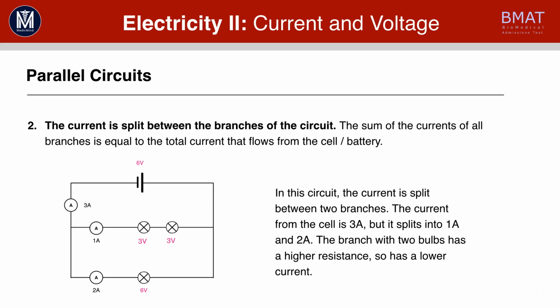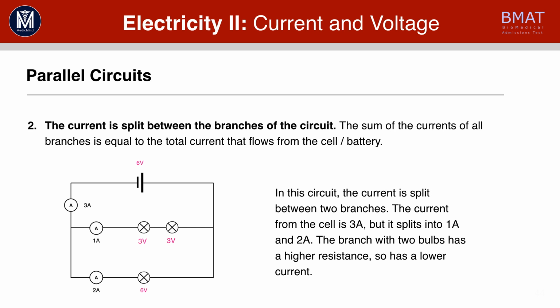The second rule is that the current is split between the branches of the circuit. In this circuit, we can see that there has been an extra bulb added to one of the branches. This means that the voltage of 6 volts is split between the two bulbs for that particular branch. Remember, each branch gets the maximum voltage of 6 volts. However, within the branch, we can split the voltage like we would in a series circuit, because the two bulbs in the first branch are in series to each other. Therefore, they split the 6 volts between them equally because they have equal resistance.